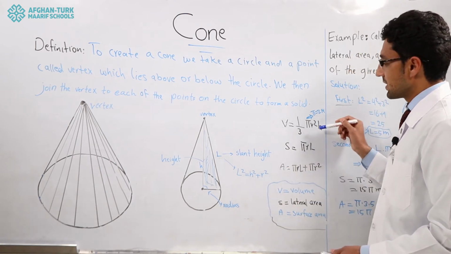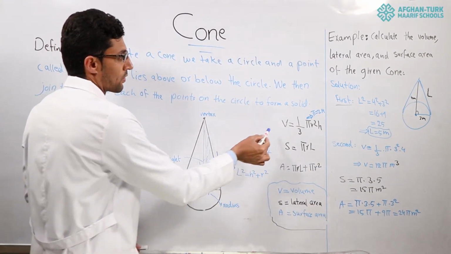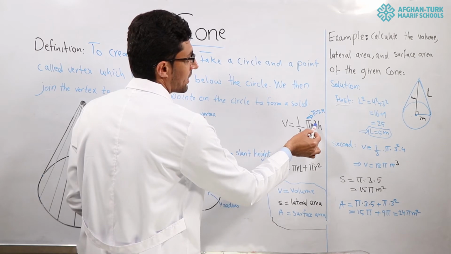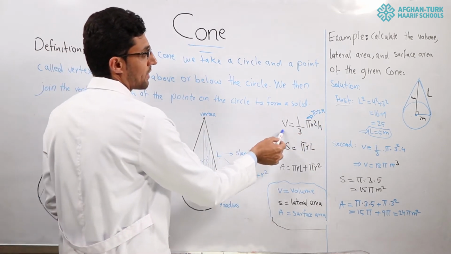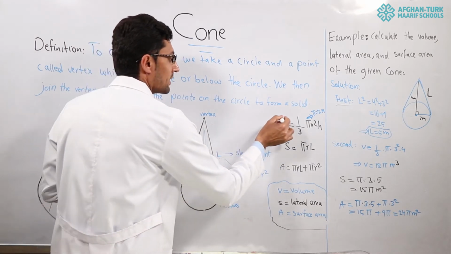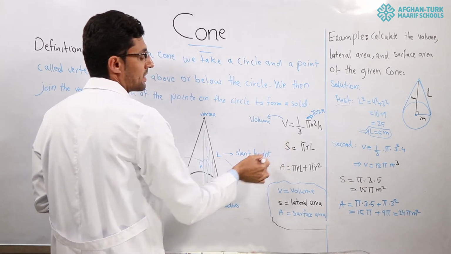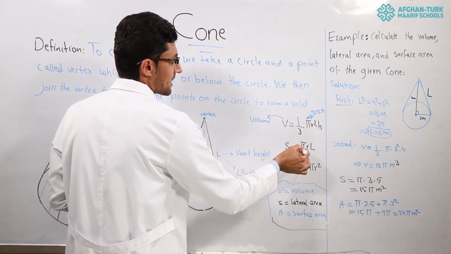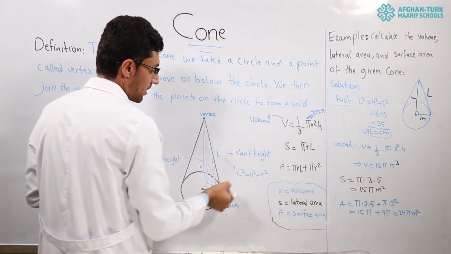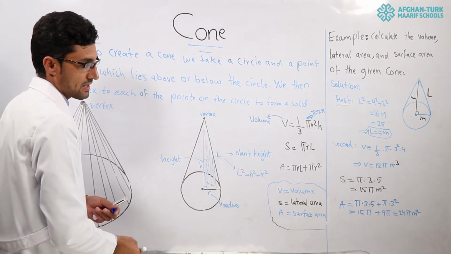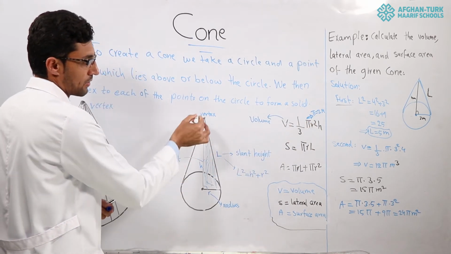Okay, let's read the formulas which are related to cone. V is equal to 1 over 3 pi r square multiplied by h. This is the volume. What do you call V? Volume. And here we have S. S is equal to 1 over 3 pi r square. Do you know pi r square? It is the area of the circle. And do you know h? H is the height of the cone.